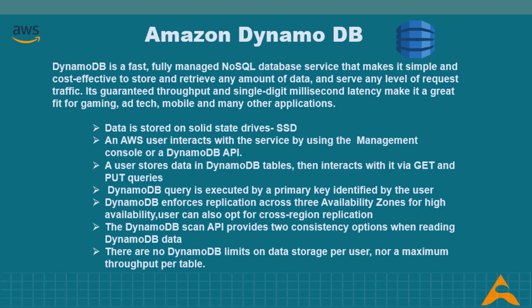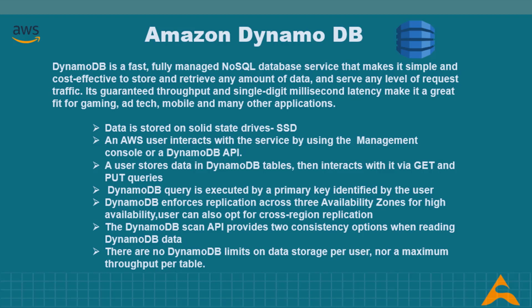See, for high availability, DynamoDB enforces replication across 3 availability zones. A user can also opt for cross-region replication, which creates a backup copy of a DynamoDB table in one or more global geographic locations. Here, the DynamoDB Scan API provides 2 consistency options when reading DynamoDB data: eventually consistent reads and strongly consistent reads. The former, which is the AWS default setting, maximizes throughput at the potential expense of not having a read reflect the latest write or update.